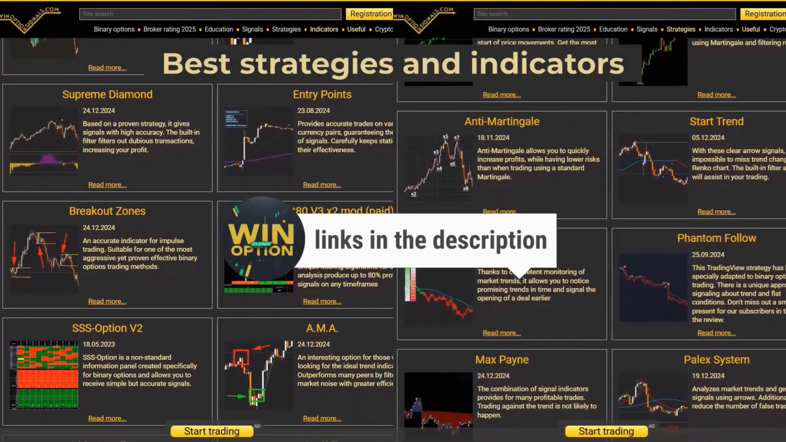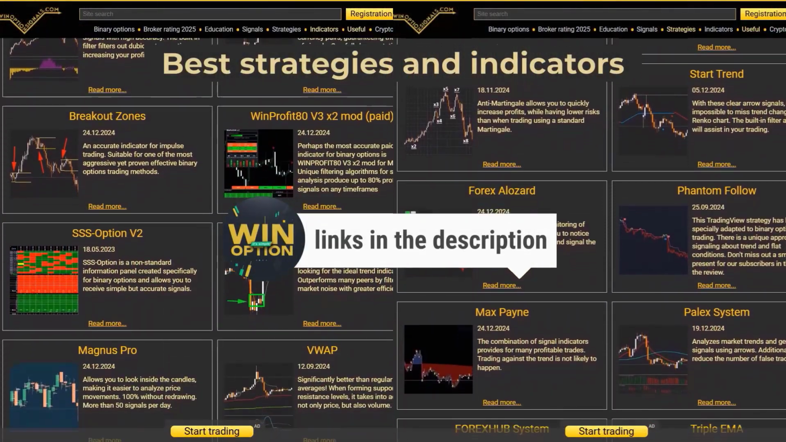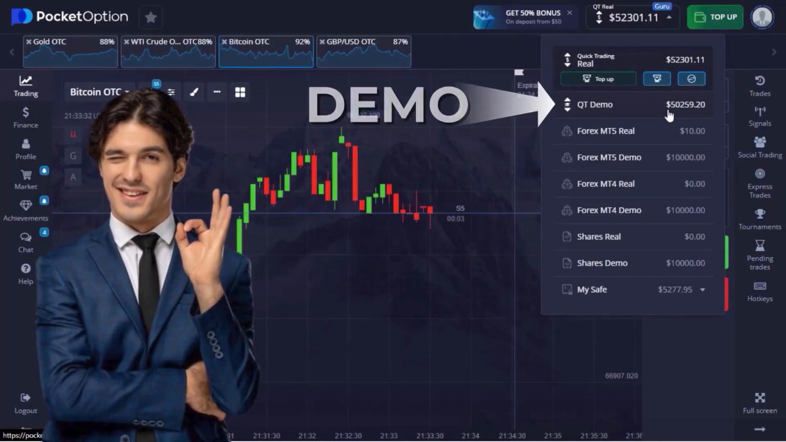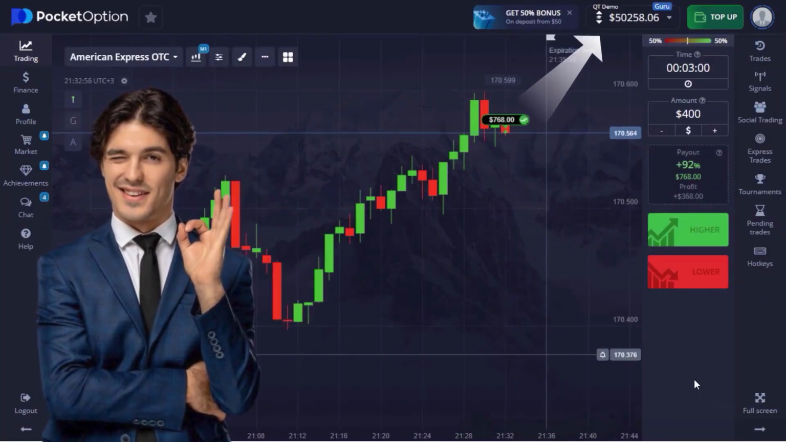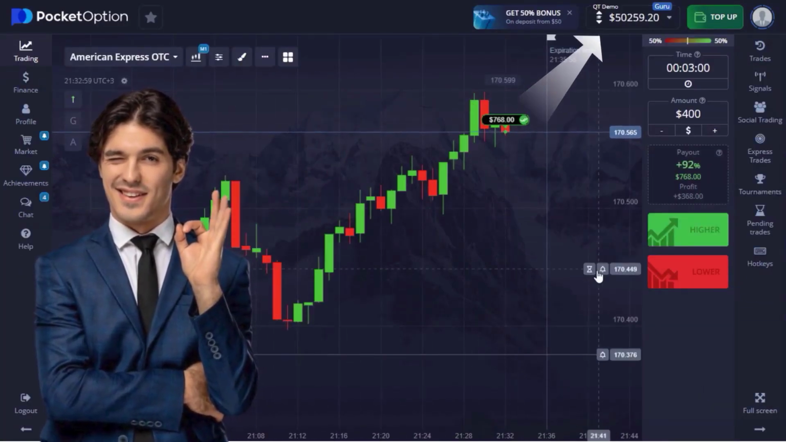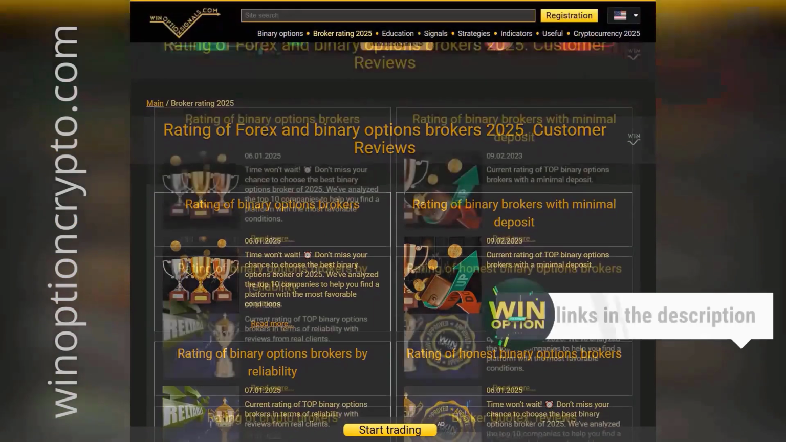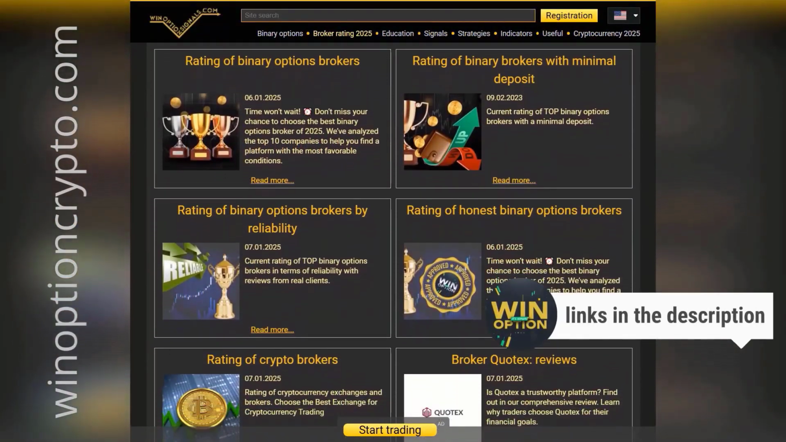And remember that any strategy or indicator is just a tool that you need to learn how to use correctly. Be sure to check the work and test the indicator on a demo account and historical data. Do not forget about the rules of risk and capital management. And also choose only proven brokers, which can be found on our website in our regularly updated rating.